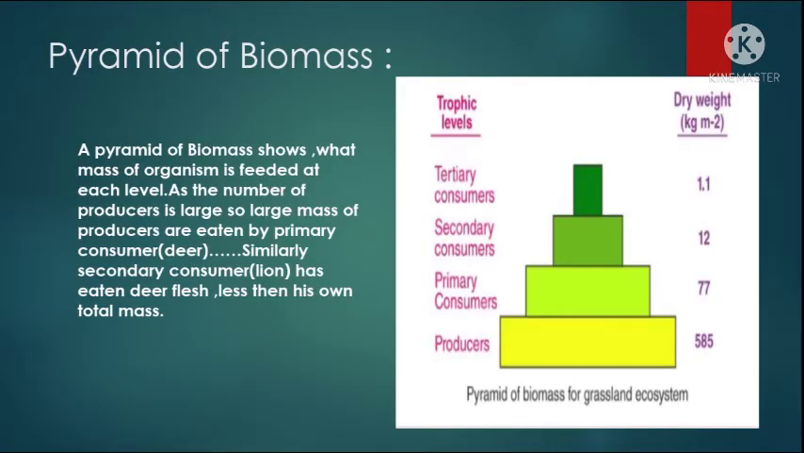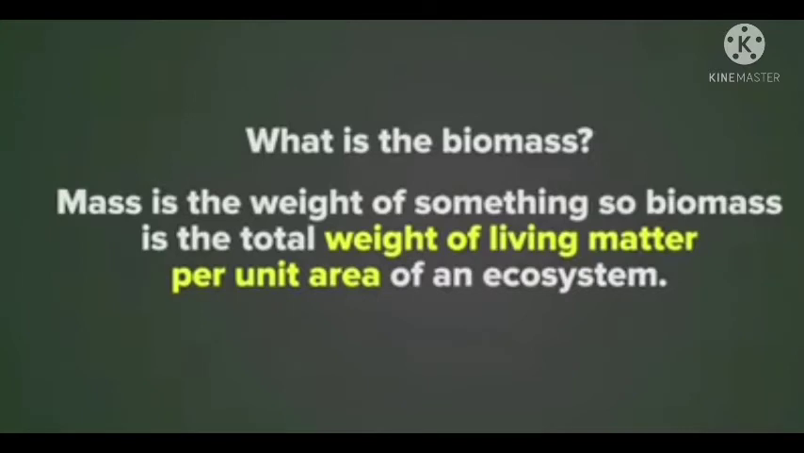Next pyramid, pyramid of biomass. What is the meaning of biomass? You know well that mass means the weight of something. So biomass will be the total weight or total mass of the living material present in each trophic level from the base to the top. How much mass is there? We will see the mass, the amount, the weight of the total organisms present in a particular trophic level.